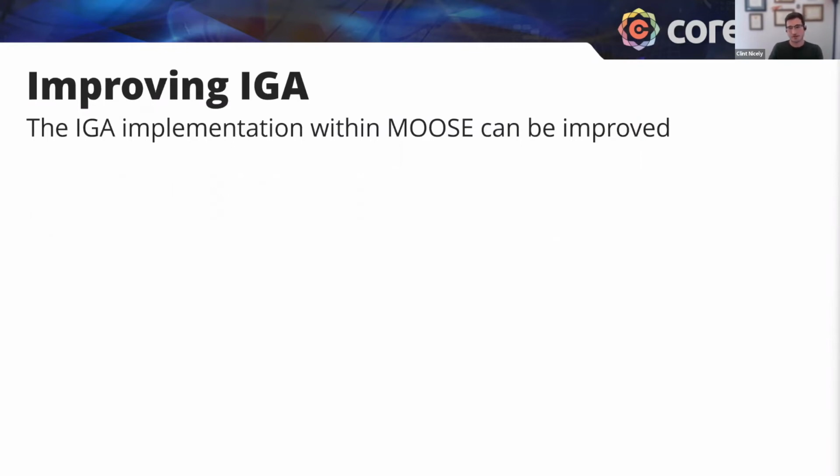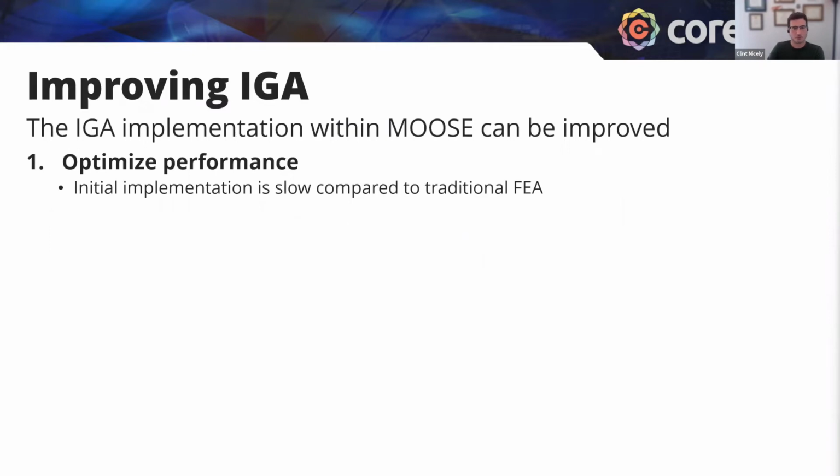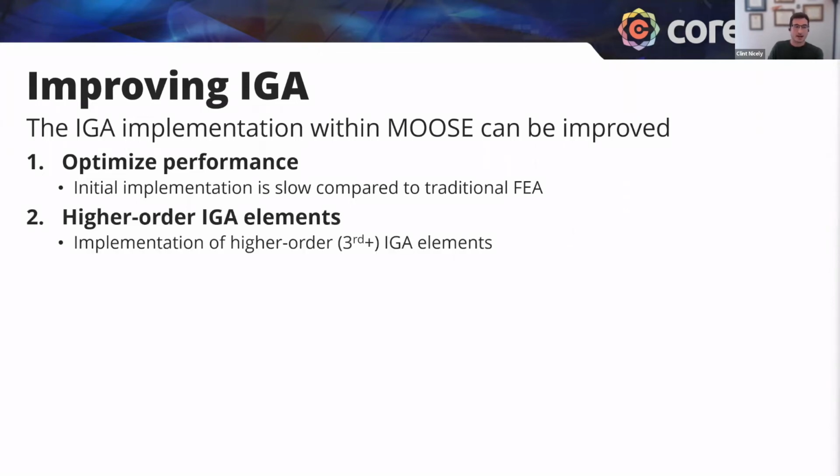You can use it now, but it's not to be said that something can't be improved. Things are always looking to be made better. So in the future, as we move forward, we will look to optimize the performance of the isogeometric analysis implementation within MOOSE. We're also looking to add higher order IGA elements. Currently, there are first and second order IGA elements available in MOOSE. We are hoping to increase that to third and higher so that you can get even better levels of efficiency and converge sooner using higher order elements for your discretizations.